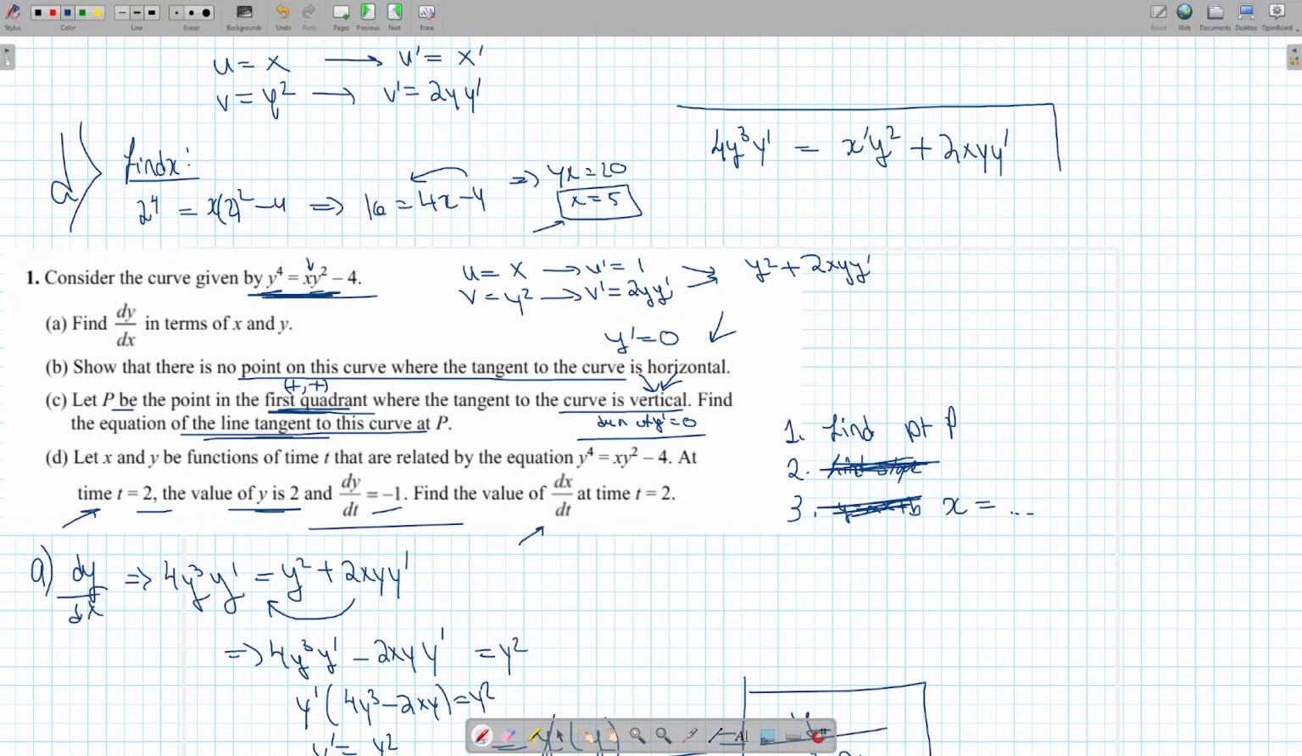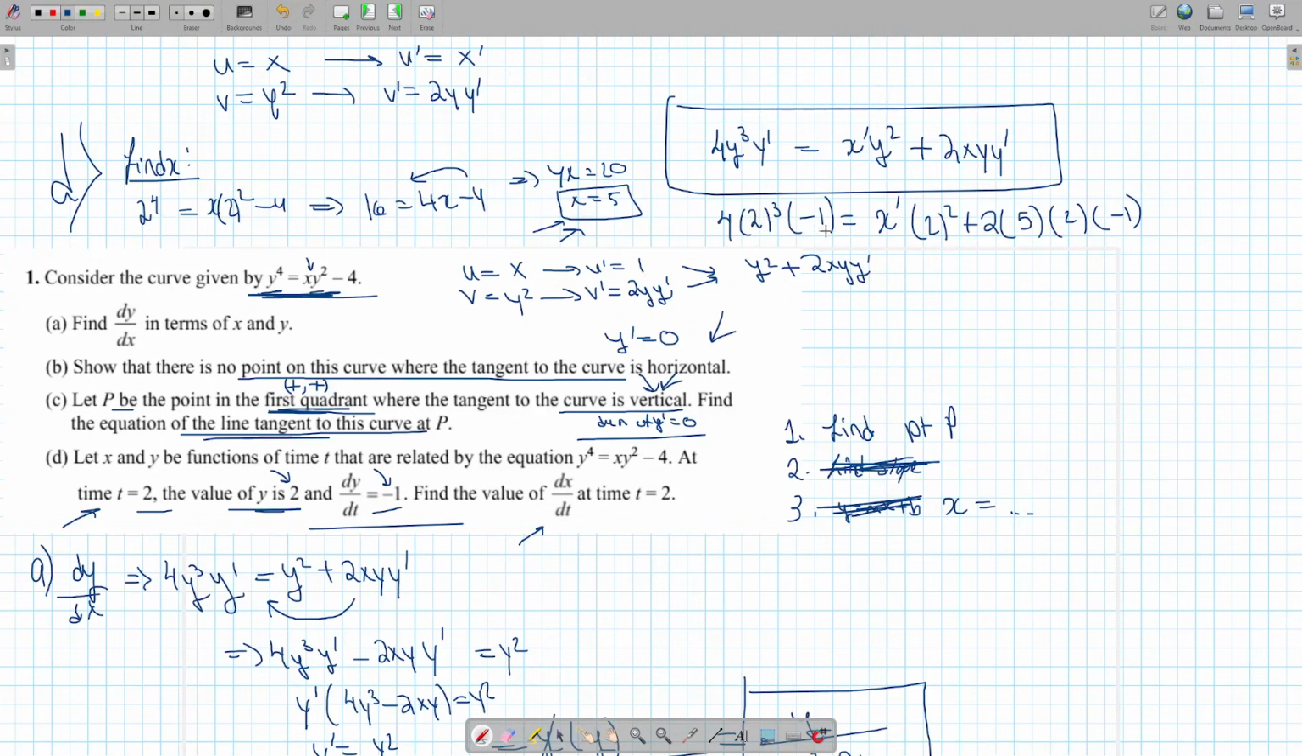Now we have this expression here, we can just substitute everything. We have y is 2, y prime is negative 1, we found that x is 5, so let's do it. So it's gonna be 4 y cubed, so 2 cubed, y prime is negative 1, equals x prime, which we don't know, we're trying to find x prime, y squared, so 2 squared, plus 2x, we know x is 5. See, if we didn't find x, then we would be stuck here, we couldn't solve. So 2 times 5 times y, which is 2, y prime is negative 1.